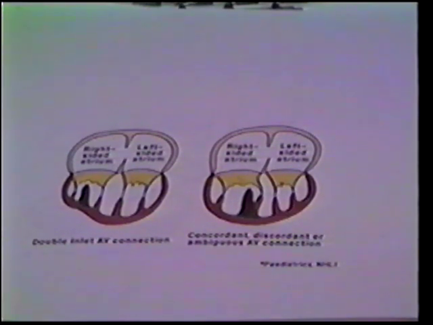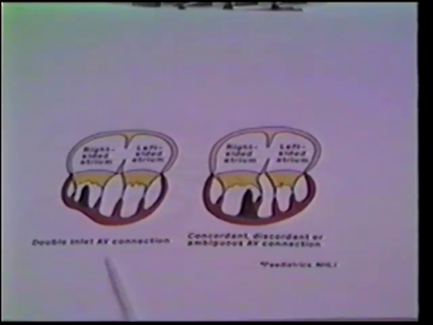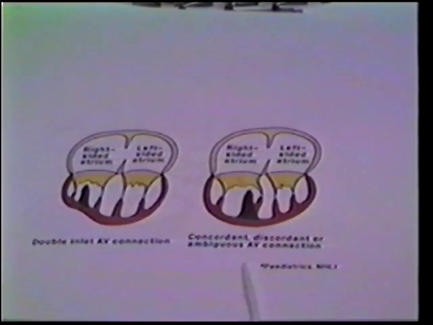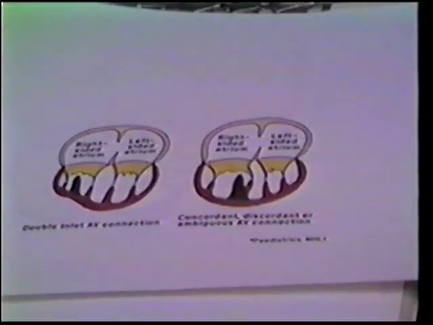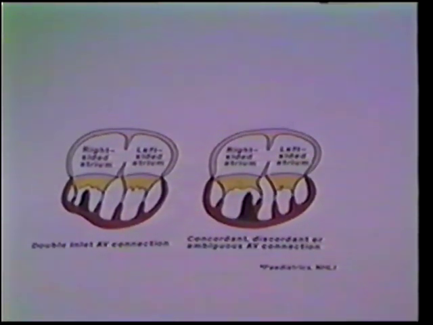So the degree of overriding of the atrioventricular valve, or the portion of atrioventricular valve, can affect the type of atrioventricular connection, making it either a univentricular type or a biventricular type of atrioventricular connection. Now let us look at a few specimens to demonstrate the point.